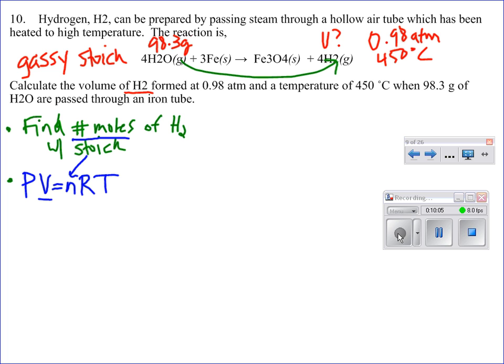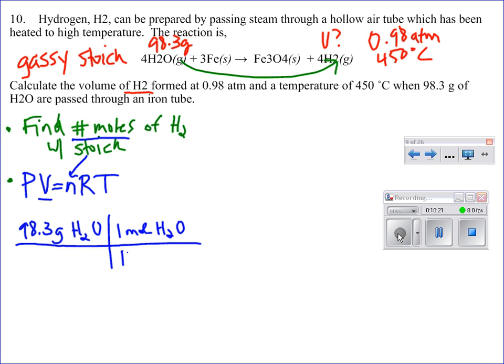Okay, so let's start the stoichiometry. Start with my given of 98.3 grams of H2O. What do I convert to? Moles of H2O. So for every 1 mole of H2O, I have 18.02 grams. It's the molar mass of it. Now I got a mole bridge. What's my mole ratio? 4 to 4. Good. 4 moles of H2 on top, 4 moles of water on the bottom.